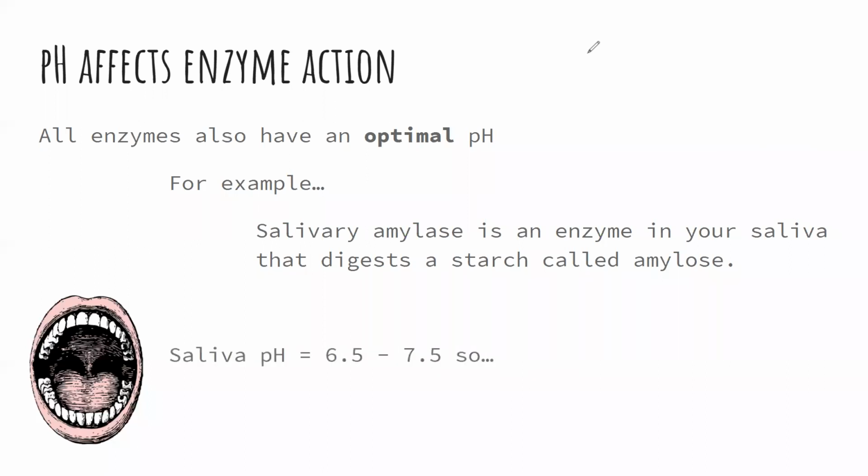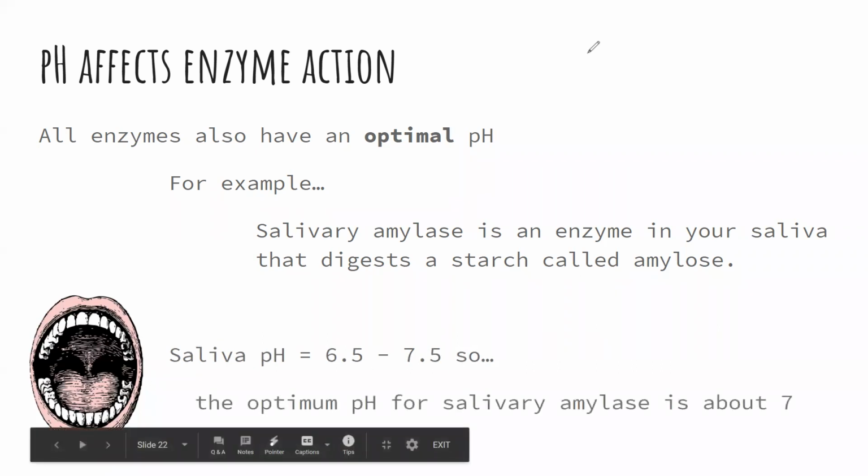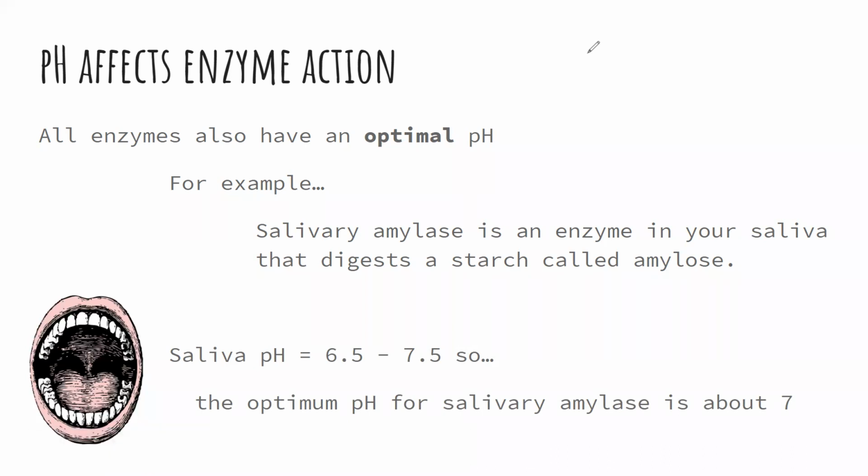Your saliva has a pH of 6.5 to 7.5. So what would the optimum pH be of salivary amylase working in your saliva? What is the middle, right? What is the best condition? So the optimum pH for salivary amylase would be about 7, because if I were to draw just a quick graph, right?